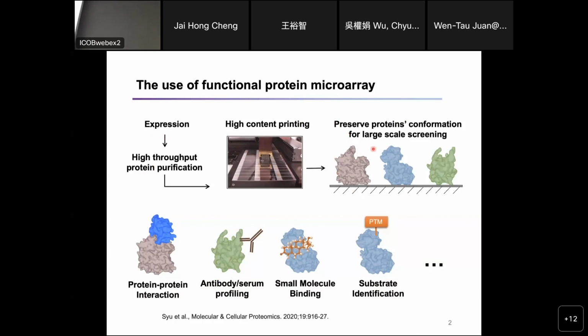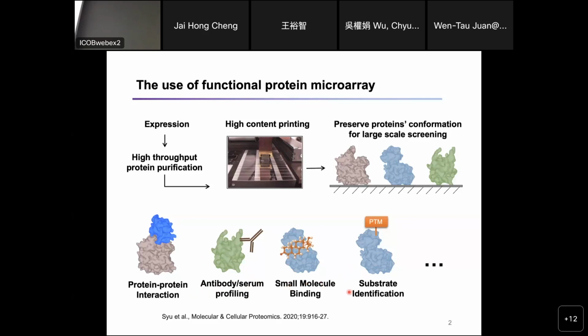So the screening can be used to decipher protein-protein interactions and, for example, to find homology to downstream proteins. It can also profile antibody binding, like serum with the protein microarray as an antigen platform, so what kind of antibody should bind to the protein and which antigen should bind. And also small molecule binding, such as drug screening or drug specificity tests.